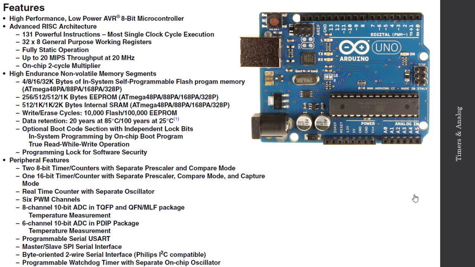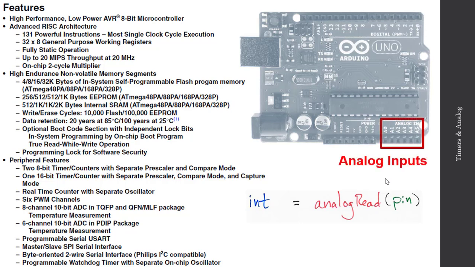In the same way I was able to provide pseudo-analog outputs via the analog write command, I also have an analog read function, and this function takes a pin input and provides an integer output. On the Arduino, these 6 pins with the prefix A are my analog input pins. These are the 6 pins which allow me to perform an analog to digital conversion. The return values from analog read are dependent on the type of analog to digital converter on my microcontroller.